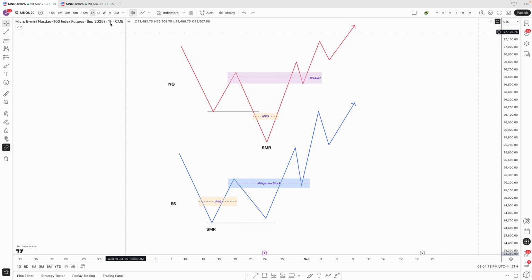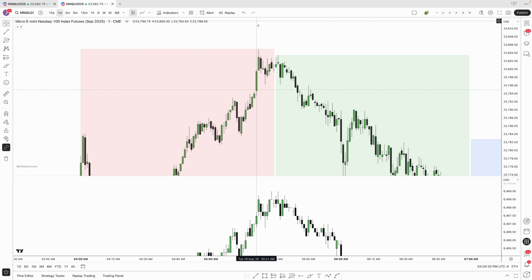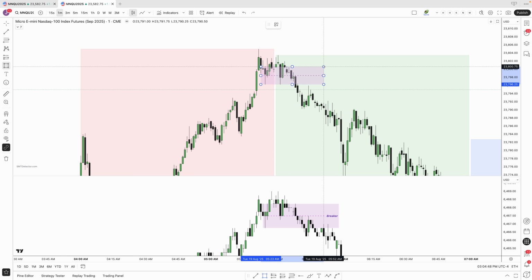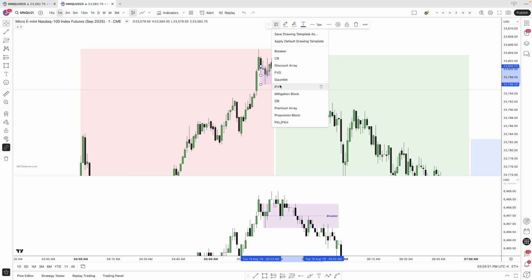And now let's look at a live chart. So we have NQ at the top. So we have a mitigation block. We have this high, lower high, and then we have ES here with a high, then a higher high. So with ES here, we have a breaker. With NQ, we have a mitigation block.